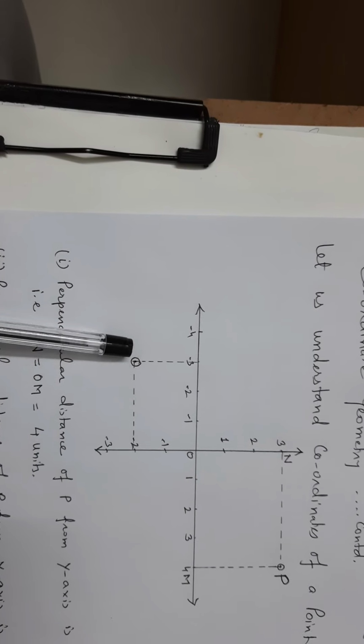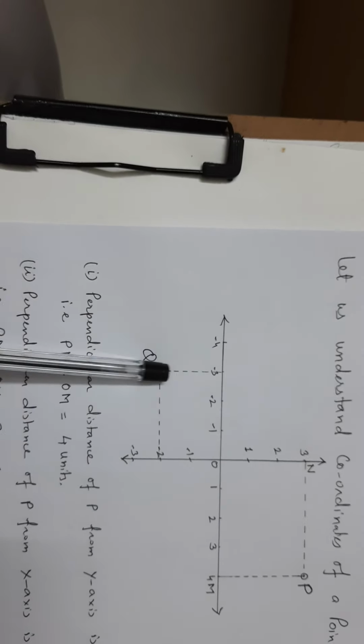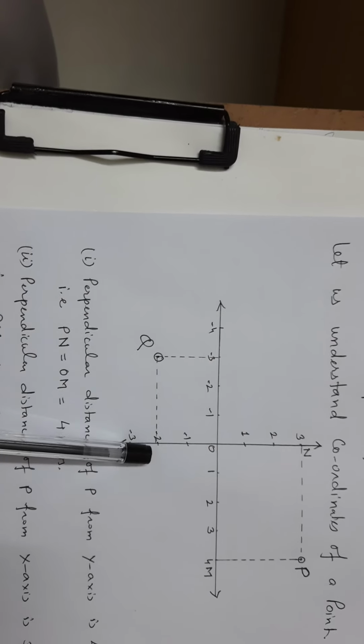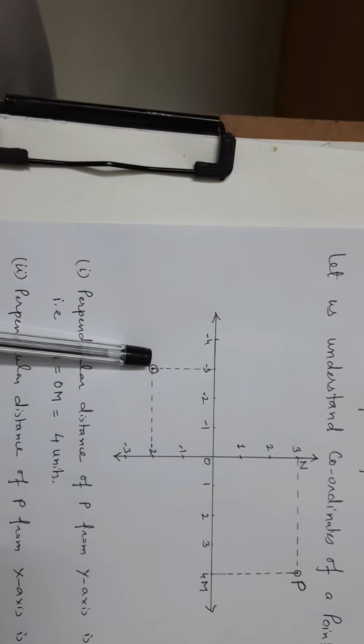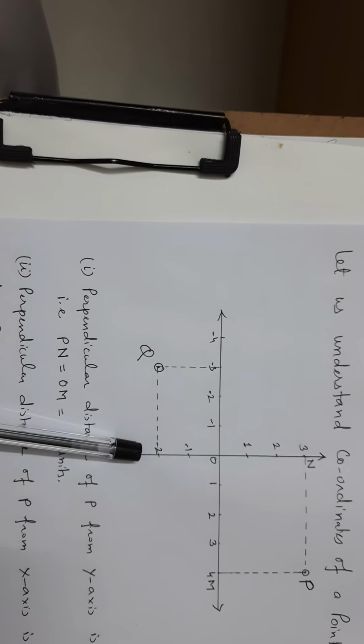Now when you see Q, first have a look on x-axis. What appears on x-axis? It is -3. What appears on y-axis? It is -2. That's why coordinates of Q are -3, -2. Okay. So here it has been explained.